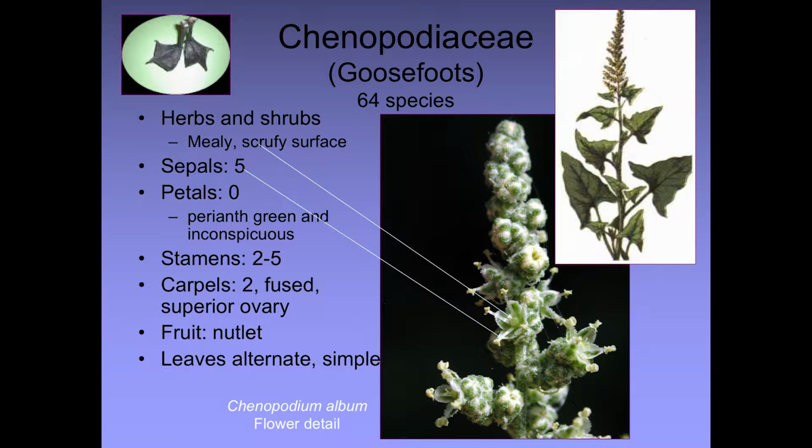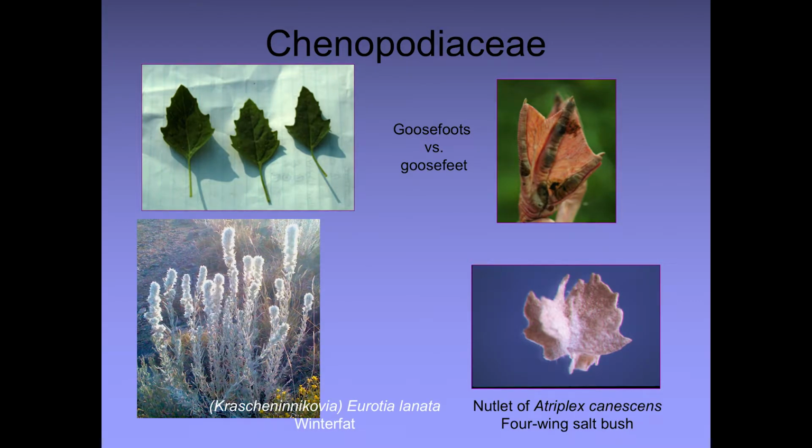Leaves alternate and simple. The famous exotic species of the Chenopodiaceae are the kochia and the Russian thistle, the tumbleweeds. But we do have a lot of native species, especially the Atriplex species, which are the four-winged saltbush. And this is how it got its name, goosefoot: the plants versus goose feet, how they look alike. And then another common one is the winterfat, which apparently is very high in fat, and this used to be grazed by sheep in the winter when they needed more fat.